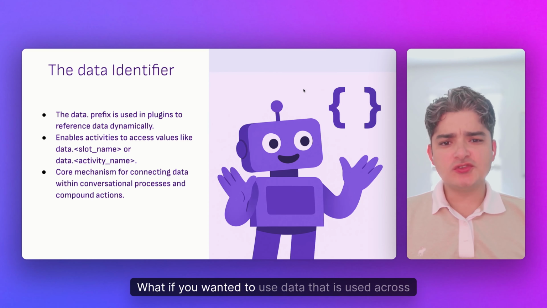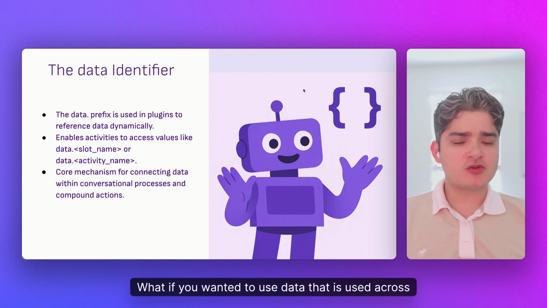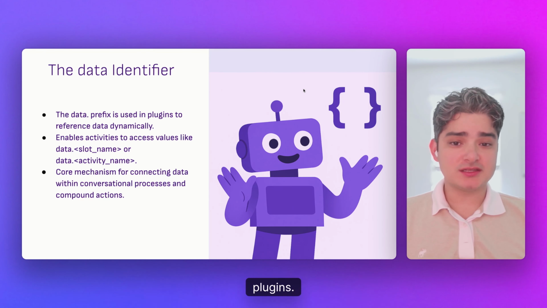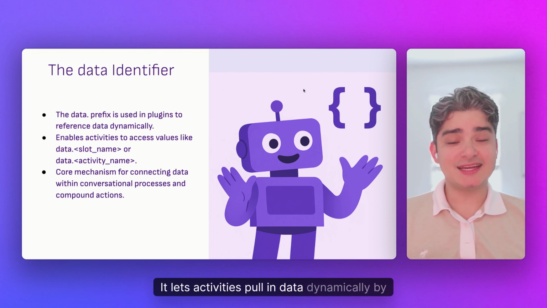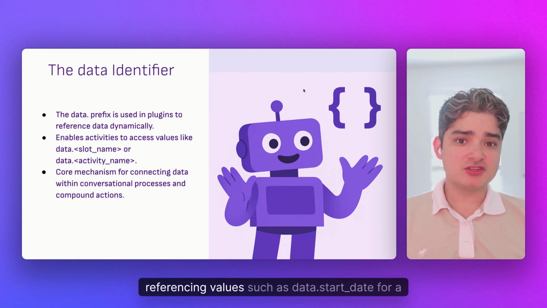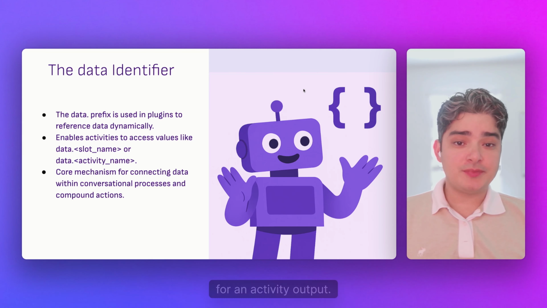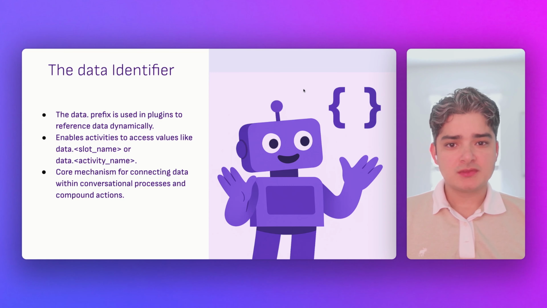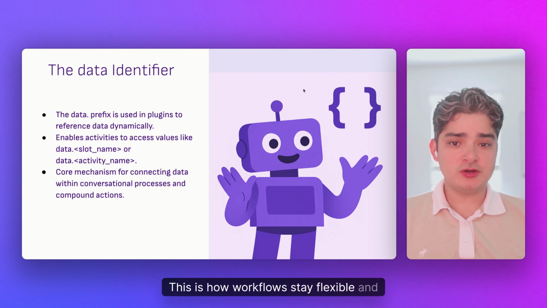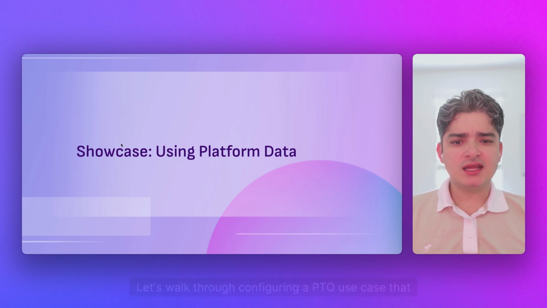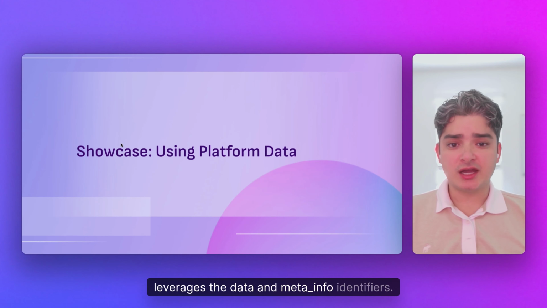What if you wanted to use data that is used across your plugin? The data prefix is a key tool in Agent Studio plugins. It lets activities pull in data dynamically by referencing values such as data.startDate for a slot or data.fetchBalance for an activity output. This is how workflows stay flexible and interconnected. Let's walk through configuring a PTO use case that leverages the data and meta_info identifiers.